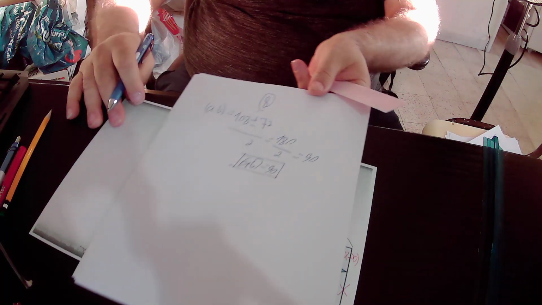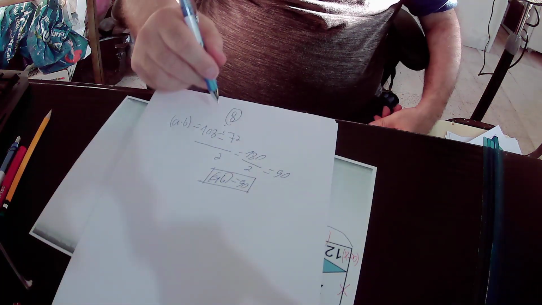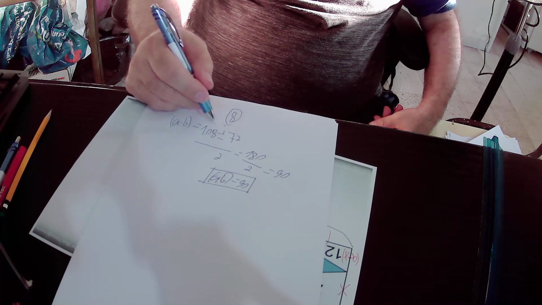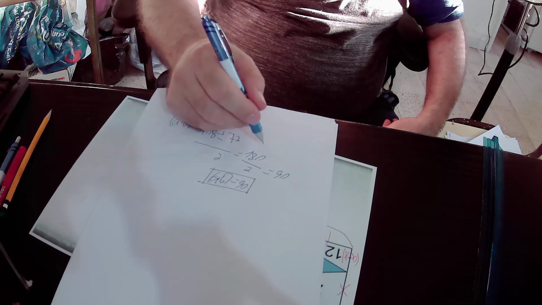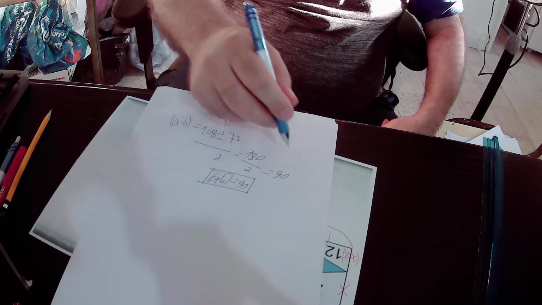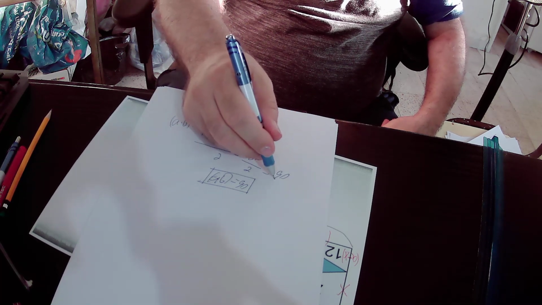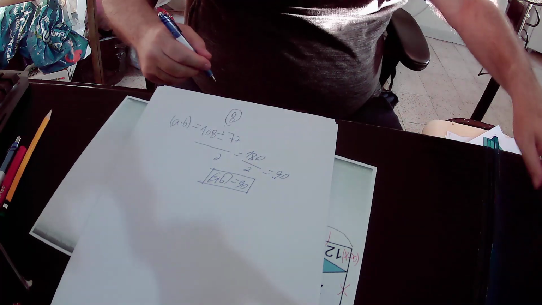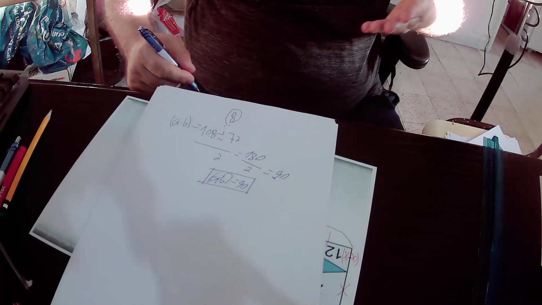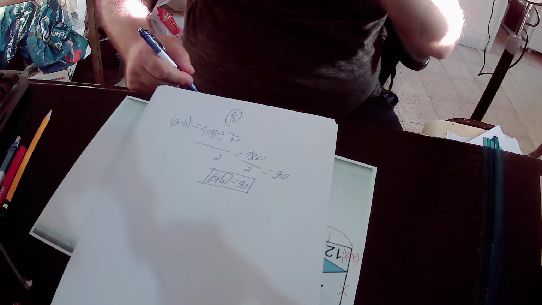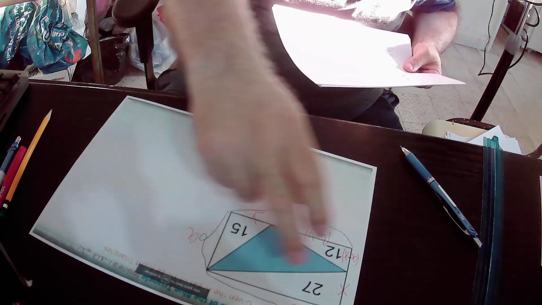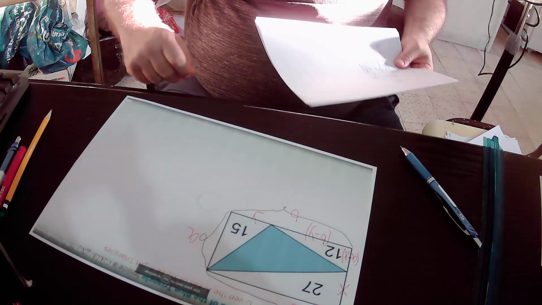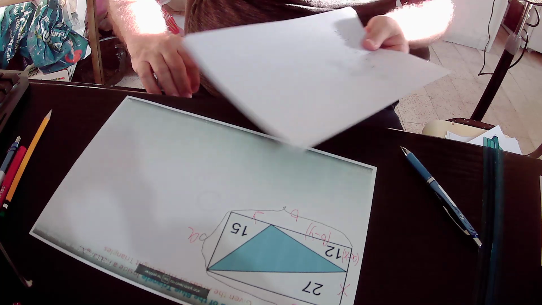So 108 plus 72 equals 180, and 180 divided by 2 equals 90 units. So we found that the value of a times b equals 90 units, and as I already told you, a times b is also the area of the rectangle. Okay, this is the first solution.